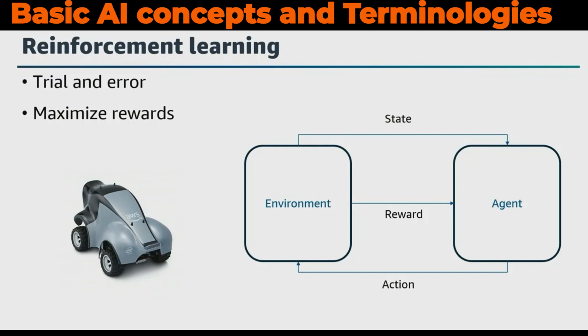With AWS DeepRacer, the car is the agent and the track is the environment. An action is the car moving forward on the track, and the goal is to stay on the track and finish the course as efficiently as possible.